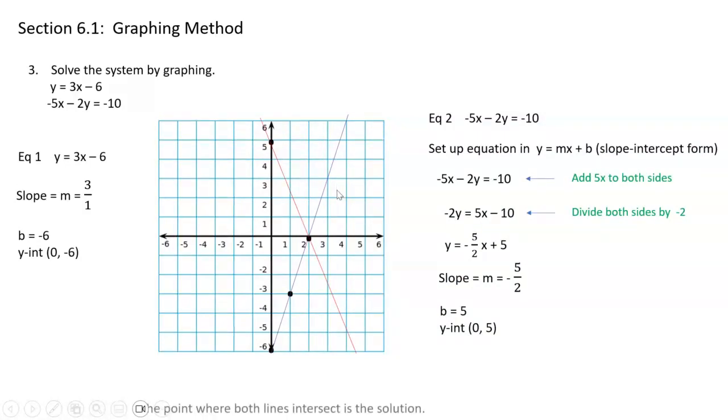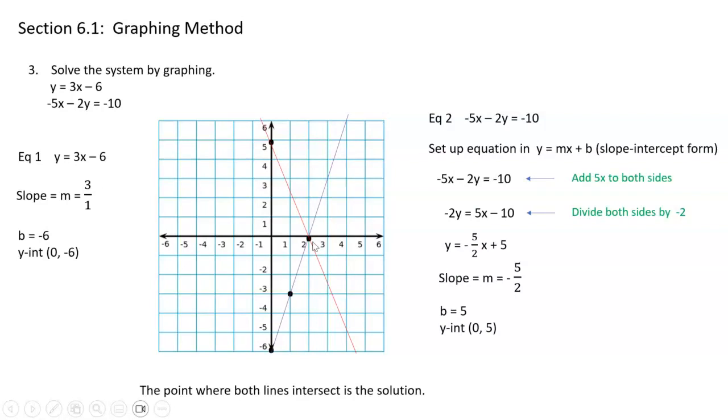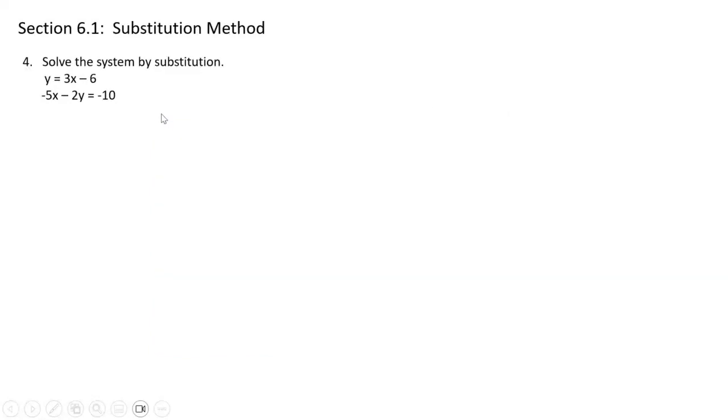If you notice, the solution is where both lines intersect. So my answer will be (2, 0). Okay, now on the next slide, I'm going to do the very same thing, but I'm going to do it by substitution. So solve the system by substitution.